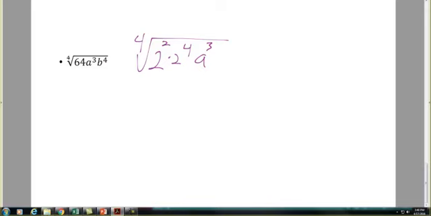3 is less than 4, but with the b to the 4th power, I can pull one of those out. So I'm looking for any one that has 4 or more, and so that's going to give me 2b times the 4th root of 4a cubed. And I changed the 2 squared back to a 4 just to make it a little bit easier.